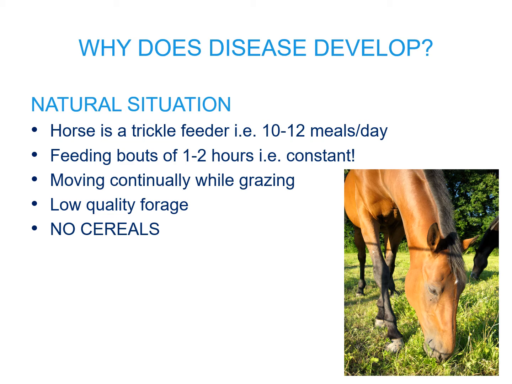In the natural situation, horses would be trickle feeding for most of the day. They'd eat 10 to 12 meals a day. They'd feed for up to 1 to 2 hours. They typically have a few hours off overnight, but the rest of the time they would be constantly trickle feeding. And they'd constantly move just slowly while they're grazing. They'd eat low quality forage, which is high in fibre and low in cereals and starch.